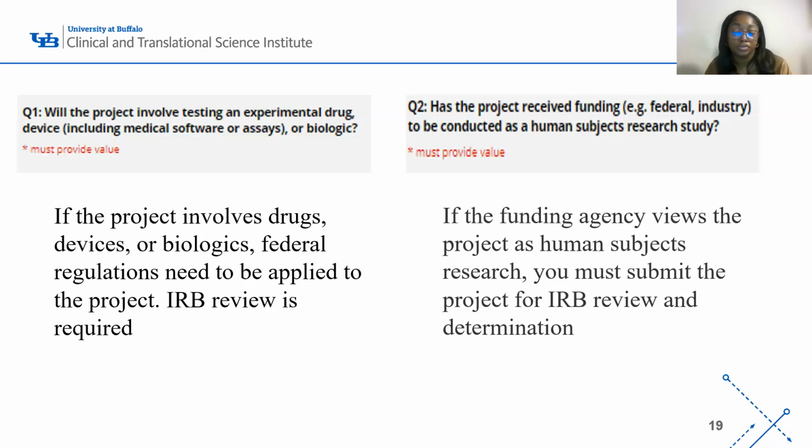Regarding question number 2, if a project has external funding from an agency or an organization that indicates the funder's views the project as human subjects research, the project must be submitted for IRB review and determination. If you have a funded project and are unsure if the funder considers it human subjects research, you should contact that program officer for the funding to learn if the funding source requires IRB review.